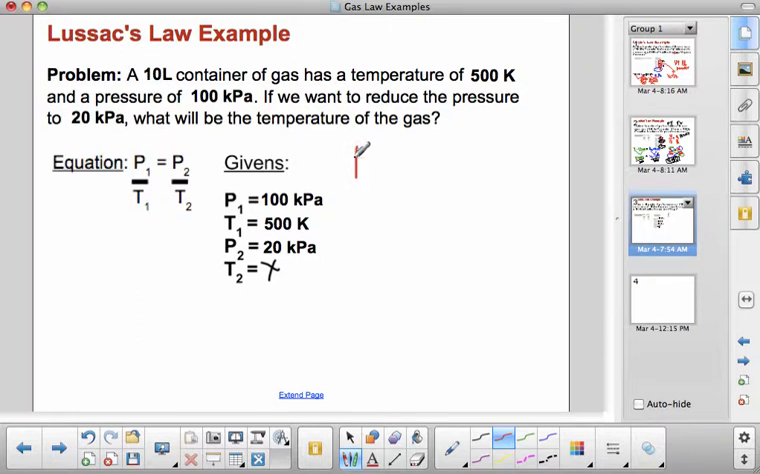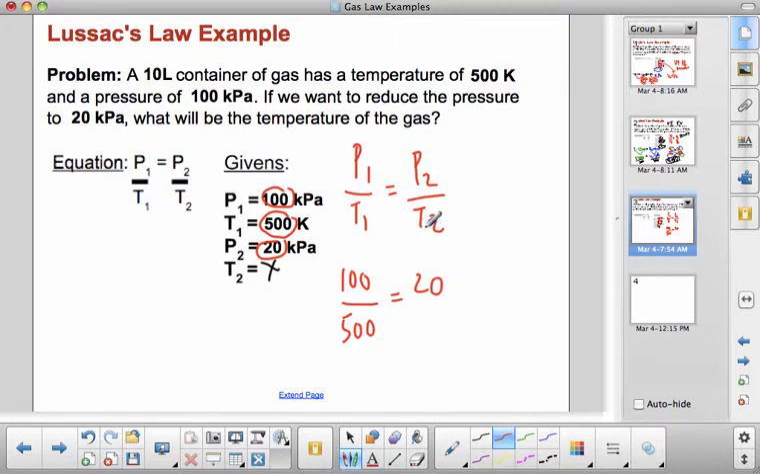So my equation was P1 over T1 equals P2 over T2. My P1 value was 100. My T1 value was 500. My P2 value was 20. And then my T2 value is what I need to solve for. So we're going to keep that as T2. That's what I want to solve for.